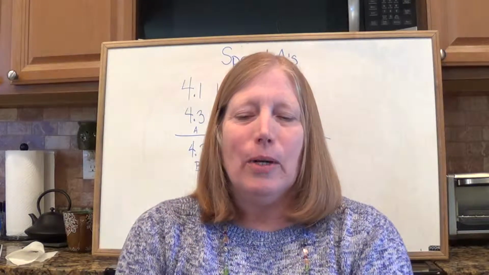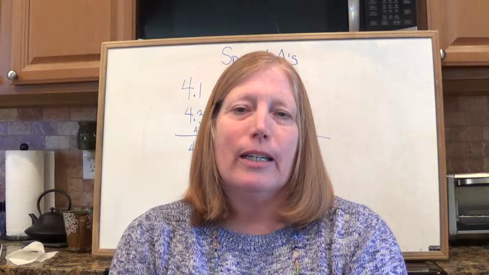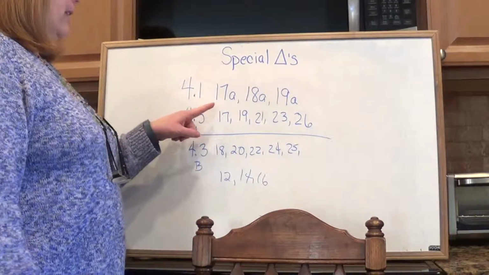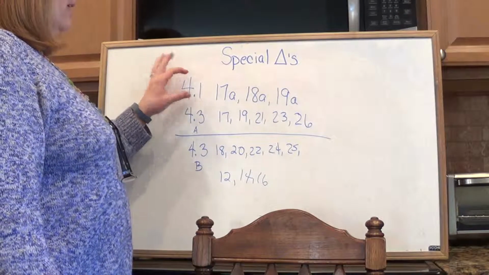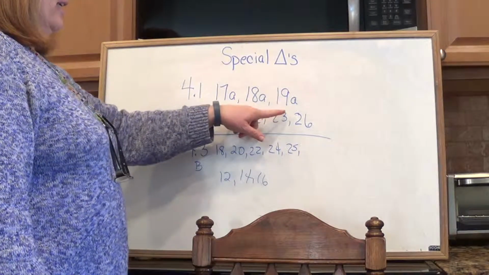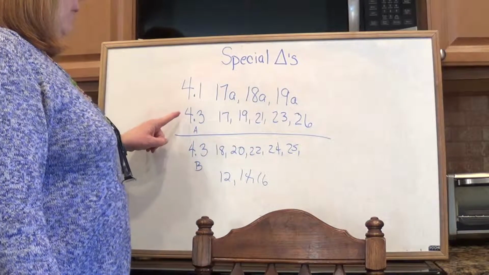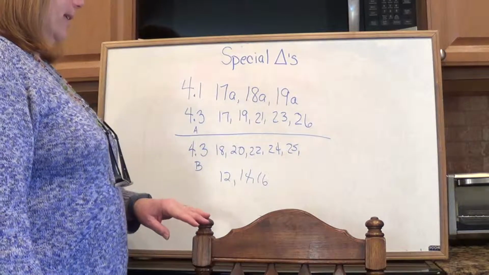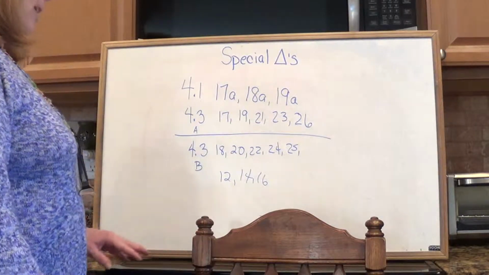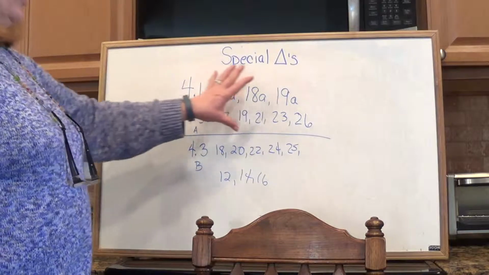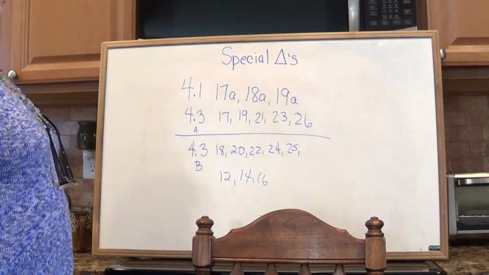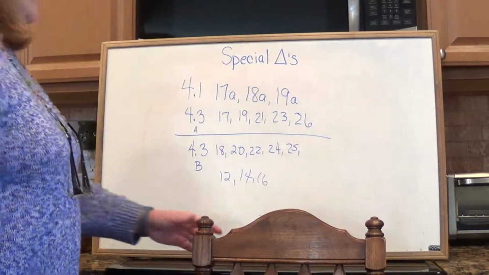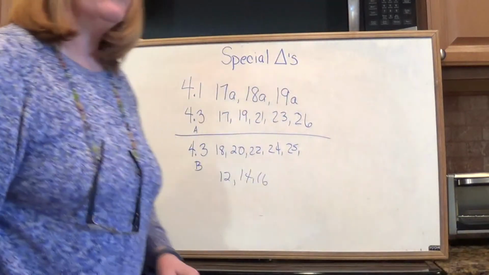First thing we did was we looked at our homework, and I didn't tape that part. Just to recap for you, we did 4.1, 17A, 18A, and 19A. Then we did 4.3A, 17, 19, 21, 23, and 26. That's what I ended up assigning everyone else. And if you need to adjust yours, that is what we did. If you've already done this, then that counts for you. Let me move the chair out of the way.